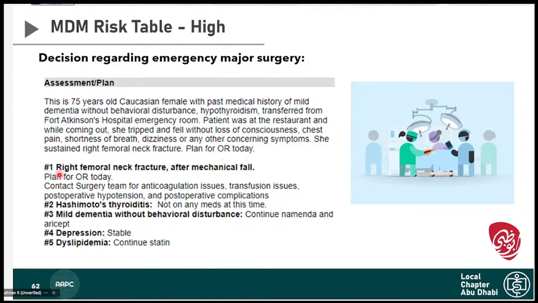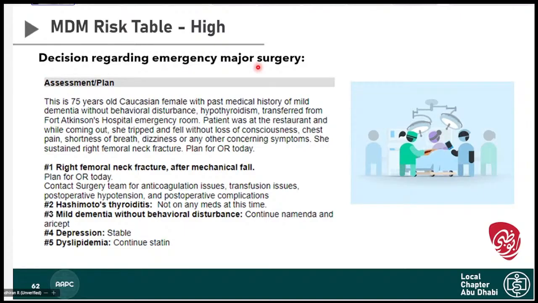So what is the plan they'll be making? Right femoral neck fracture after mechanical fall, plan for operation today, contact surgery team, any anticoagulation issues and transfusions. So immediately they'll operate on the condition. Then we can consider this as an emergency major surgery.